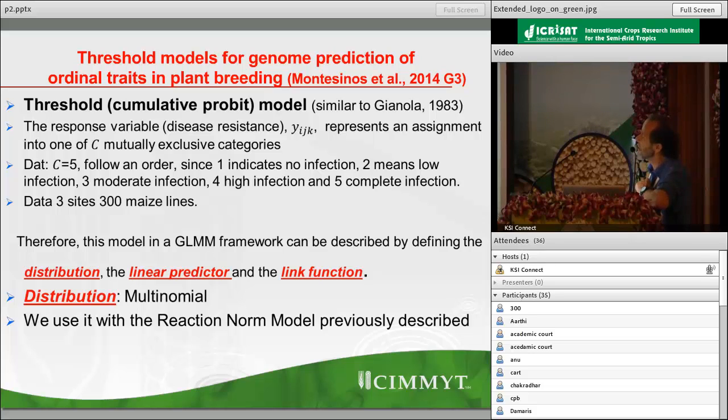Therefore, this model, in a generalized linear mixed model framework, is described by the distribution, the linear predictor, and the link function. I'm not going to explain this, except for the distribution. This is a typical multinomial, because there are 5 stages. It's a multinomial distribution, and for this data we also use the reaction norm model that we have described before. These are the results.